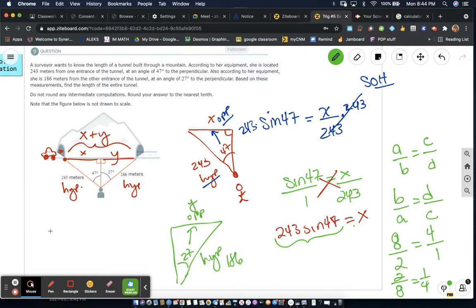So you're going to write a statement. Sine 27 is equal to y over 186. Multiply both sides by 186, and there you go. That's y. Y is equal to 186 times sine 27. Then you would put those into your calculator, add them together, and that would be your answer.